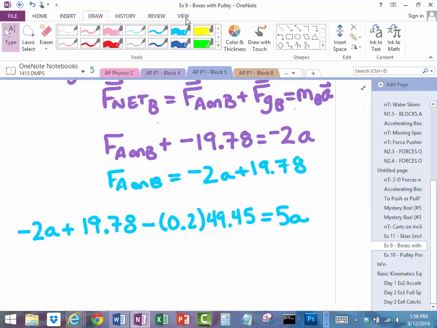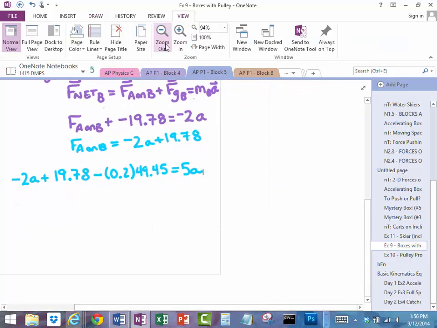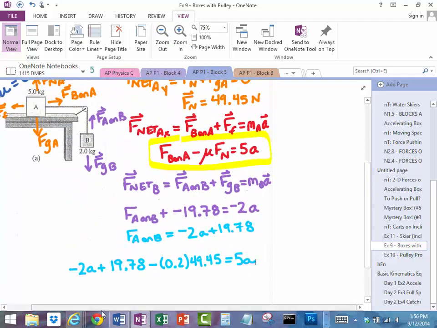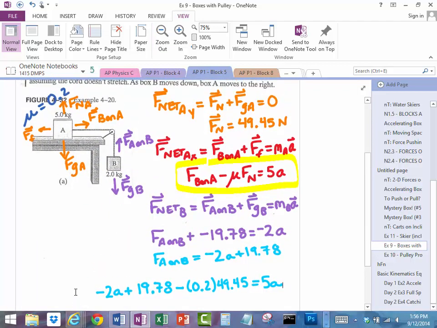Let me see if I can zoom out. Oh, look at that. Thanks for asking. Is that what you wanted? Now it's really little. But is that better? Okay.